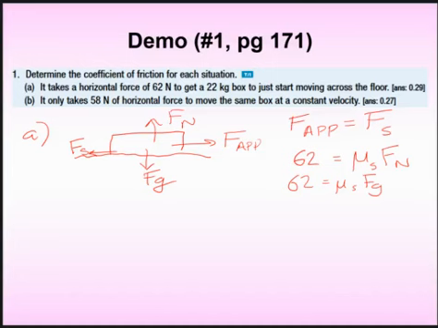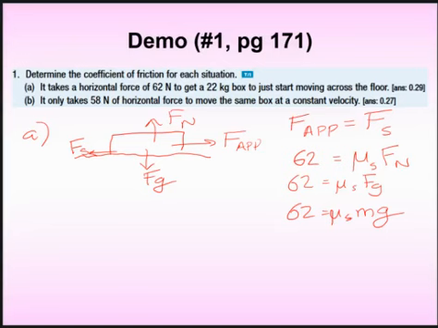You see? Math. You break it down. So 62 equals mu s times m times g. What's the question asking for? Come on, people. What's the question asking for? Determine the coefficient. Which one of those three symbols is the coefficient symbol? The mu. I know it looks like a u.